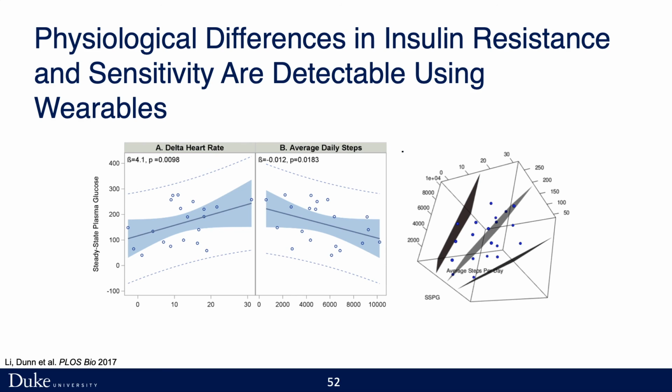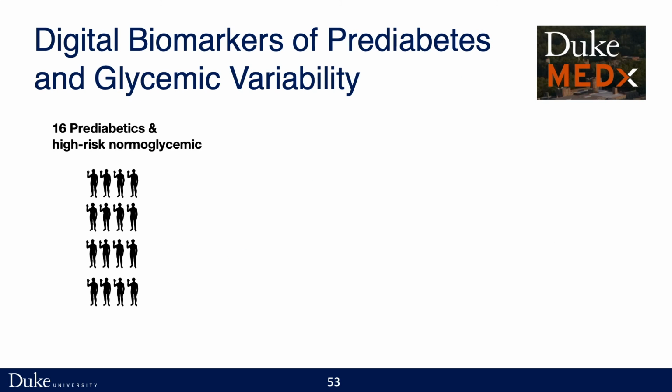And so what we're working to do now is to better understand how we might tease apart this relationship and maybe use information from a non-invasive smartwatch to better predict who might be at risk for prediabetes. To do this, we developed a study along with the late Dr. Mark Feinglass in Duke Endocrinology, and now working with Dr. Matt Crowley, where we have 16 people enrolled in a study that were pre-diabetic and high-risk normoglycemic.